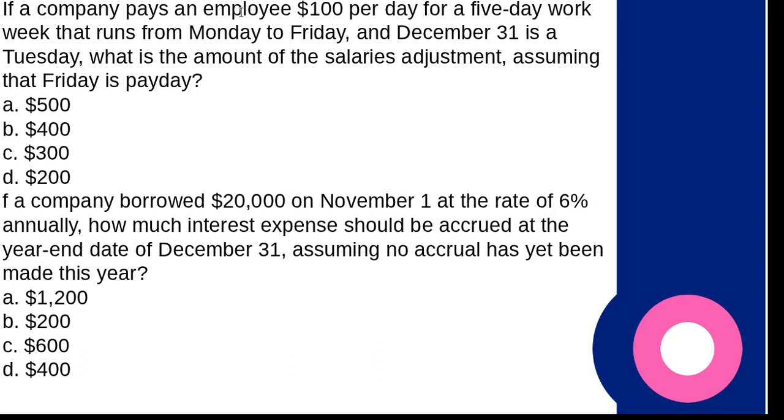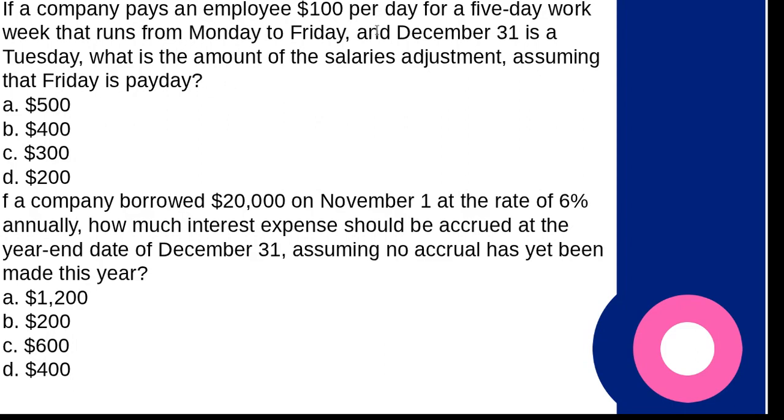If a company pays an employee $100 per day for a 5-day week that runs from Monday to Friday. In this company, they pay 100 naira per day, and a week is from Monday to Friday. That will be 500 naira, $500 per week. And December 31st is a Tuesday. What is the amount of the salary adjustment, assuming the Friday is payday?